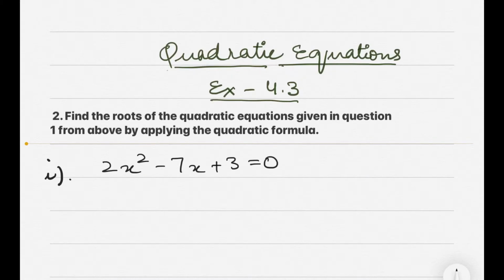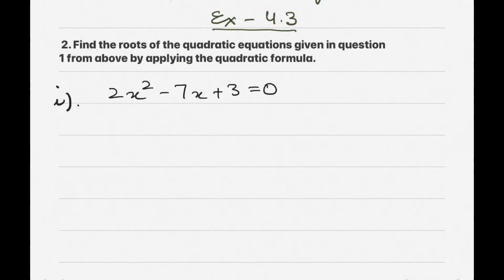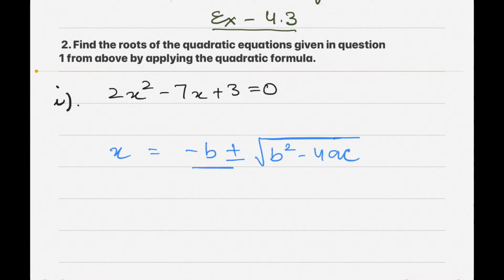We know the quadratic formula, right? So I have to write it down. The formula says x is equal to minus b plus minus square root of b square minus 4ac, divided by 2a. Okay, so this is my quadratic formula. Now we know that the coefficient of x square is my a. So a is equal to 2, b is equal to minus 7, and c is equal to 3, right? These are the values we can figure out from my equation.